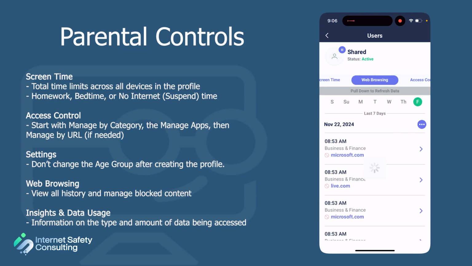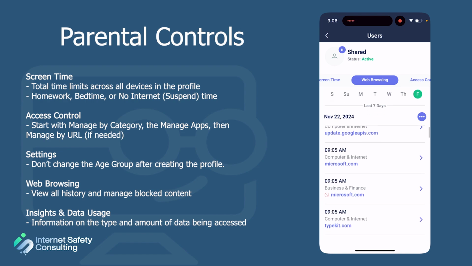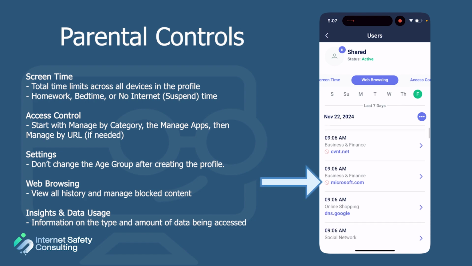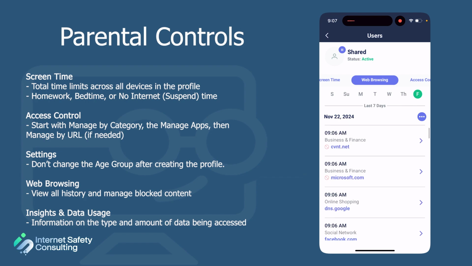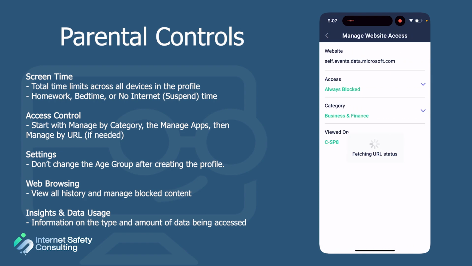Here you can see all of the browsing history for all devices in this profile, as well as which ones were blocked and which ones were allowed. Blocked websites will have a little icon next to them indicating that they were blocked, and you can click on them to find out more about that website and even change its access control from there if desired.